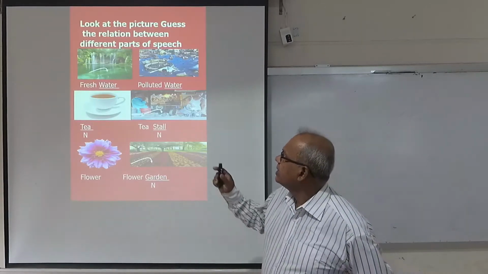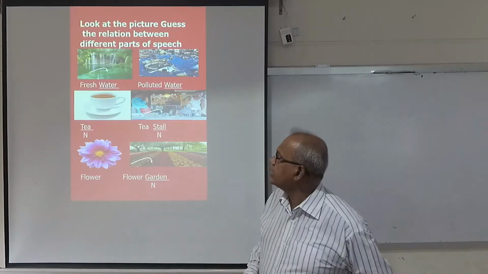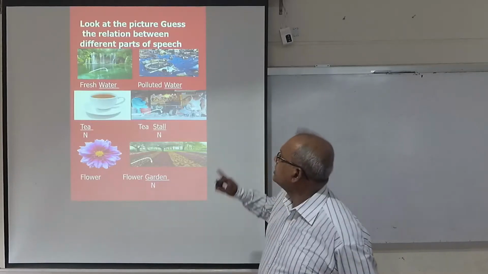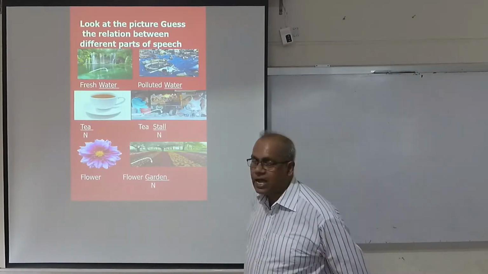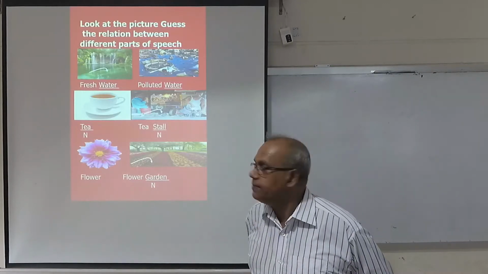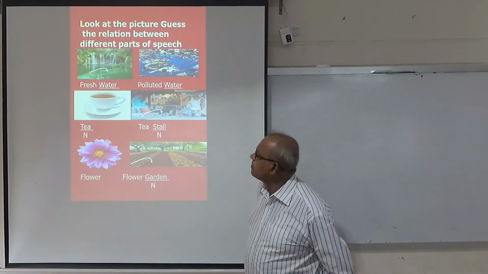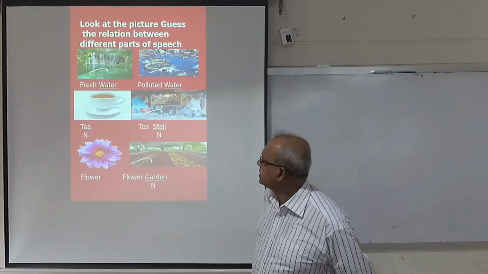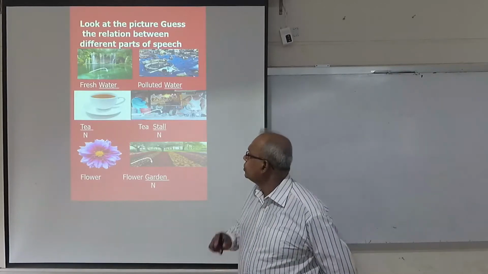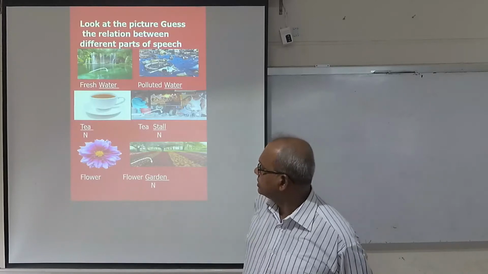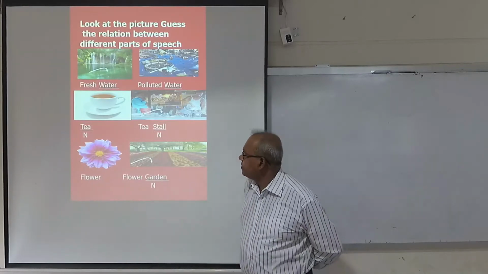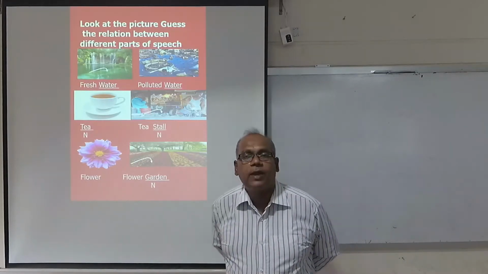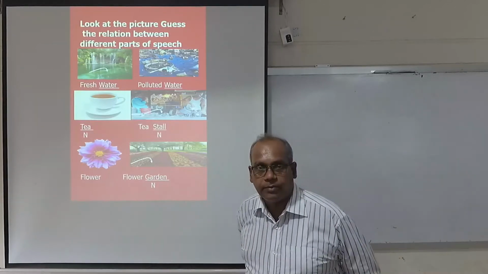In the first picture you see water, and it is a noun, and fresh is an adjective. In the second picture, water is a noun and polluted is an adjective. In the third picture you see tea, it is a noun, and in the fourth picture, tea stall. These two words, tea and stall, are both nouns. And the fifth picture, flower. The sixth picture, flower garden. Flower and garden are both nouns.